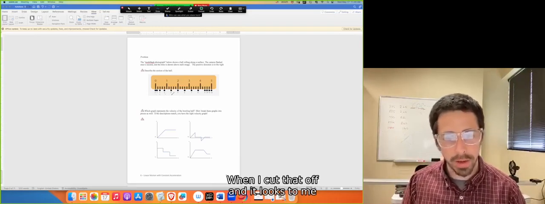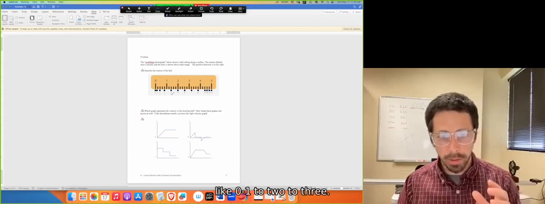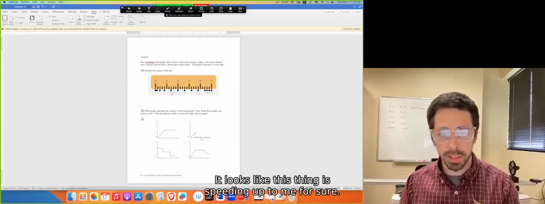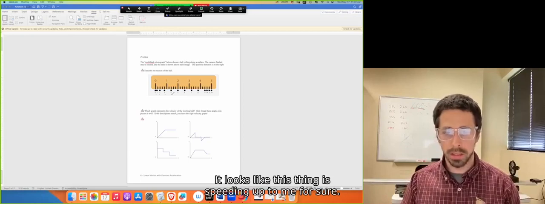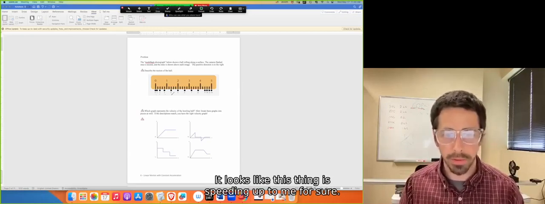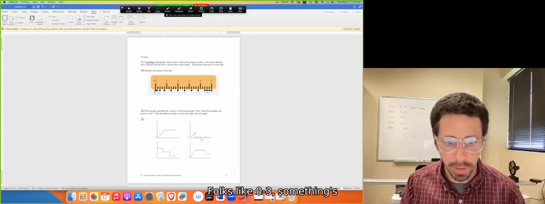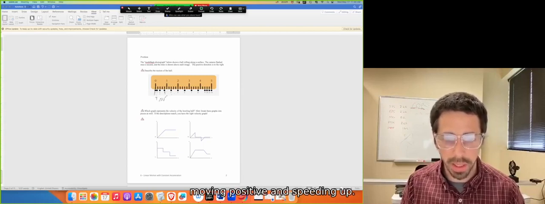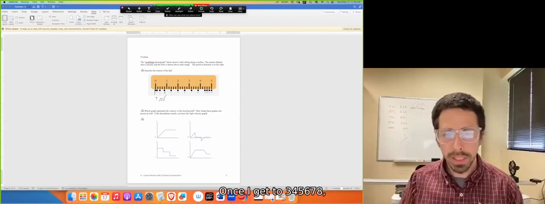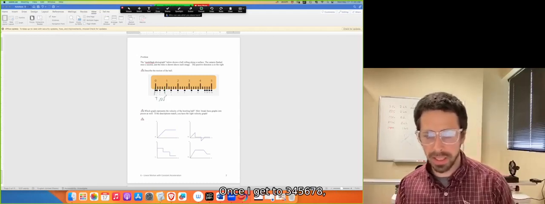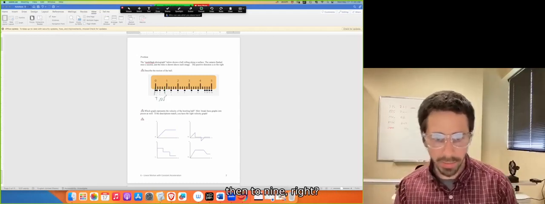Where would I cut that off? It looks to me like from 0 to 1 to 2 to 3, this thing is speeding up, for sure. So from 0 to 3, something's moving positive and speeding up. Once I get to 3, 4, 5, 6, 7, 8, then to 9, right?